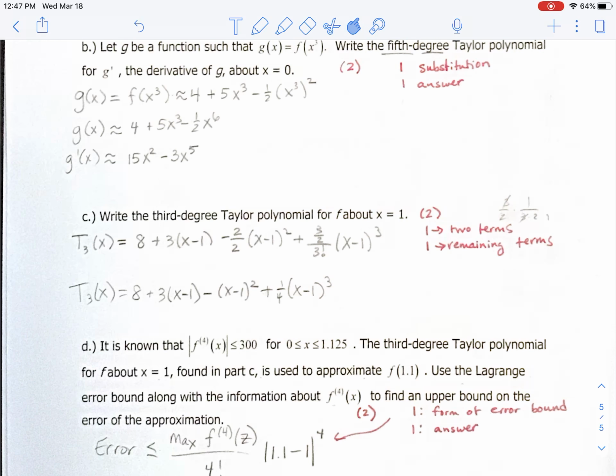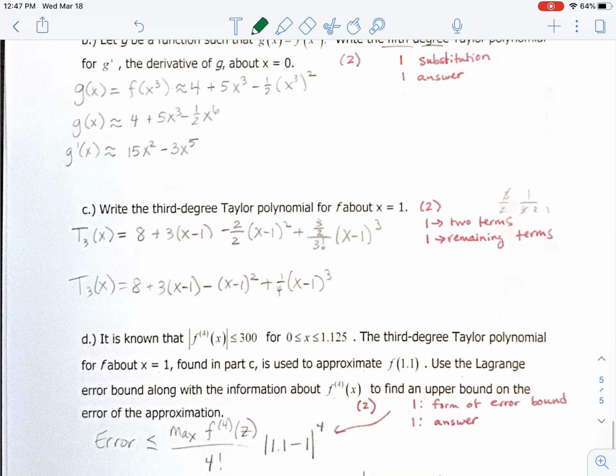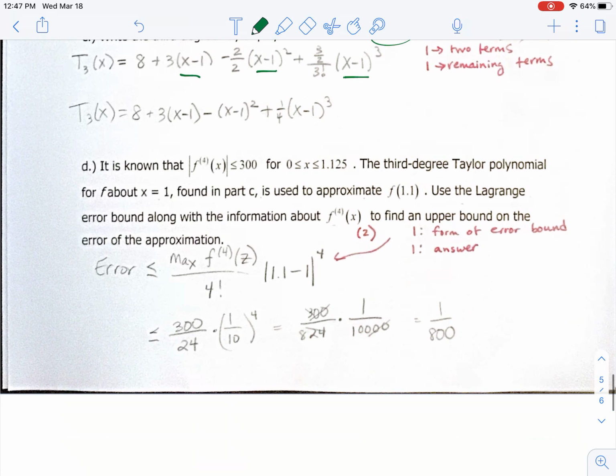3rd degree Taylor polynomial about x equals 1. Some people forgot to do it around x equals 1. A few people chose the derivatives from the table at x equals 0 and had some issues there. And then the last part, our Lagrange error bound. You've got to have this form before you have anything else. So you've got to have this form of the error bound to be able to get that answer point. You don't have to simplify, but if you do simplify, you have to do so correctly.